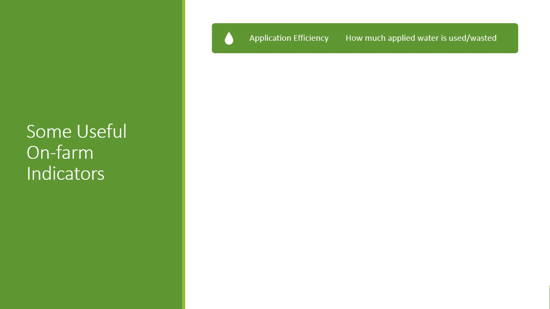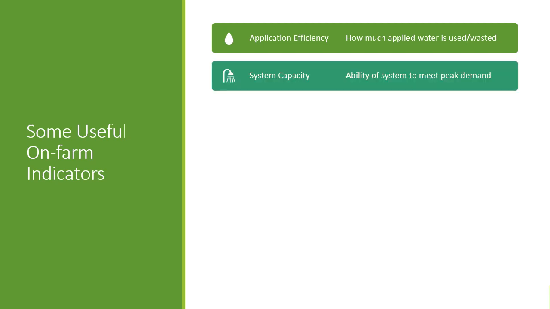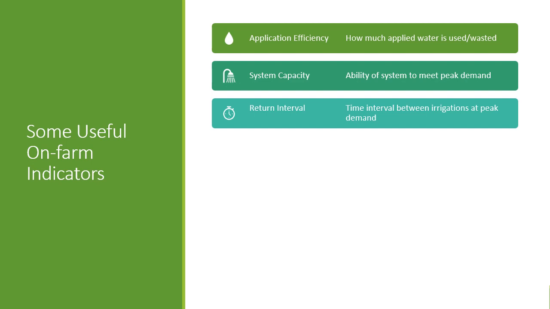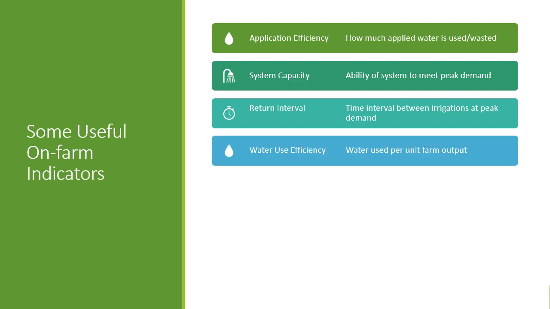System capacity is the ability of a system to actually meet the peak demand or the peak evapotranspiration. Return interval is how quickly can our travelling irrigator, for example, get from paddock A to paddock C, hopefully fast enough that that crop doesn't ever end up at stress point. Water use efficiency is a commonly debated term, but in this context we're going to refer to it as being water used per unit of farm output.